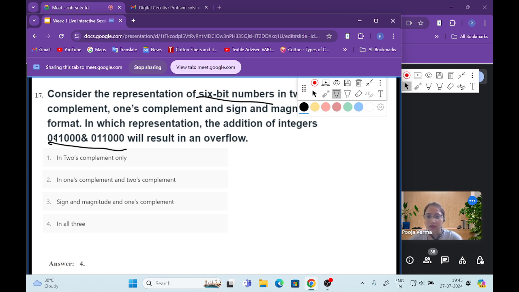Let's first take the sign and magnitude format. In sign and magnitude format, the MSB is 0 in both, right? So that means it is a positive number. So we just need to add these numbers, because we need to show whether the addition of these integers will result in an overflow.